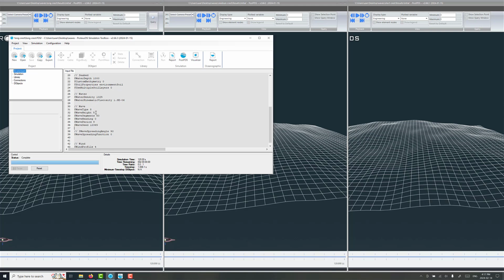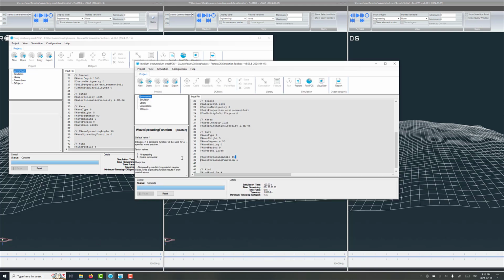It's a 5 meter significant wave height, JONSWAP spectrum, 50 discrete wave segments making up that sea state, and the difference is I'm just playing with the wave spreading angle. So for long crested waves, all the waves are going in the same direction. There's no spreading at all. And for medium spreading, I've used a wave spreading angle of 45 degrees.